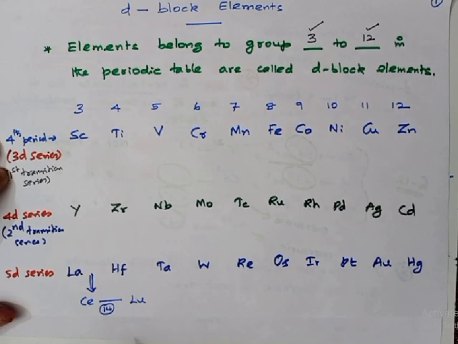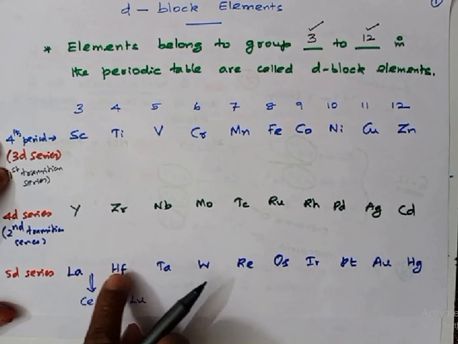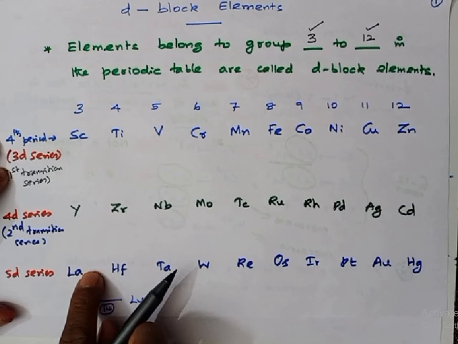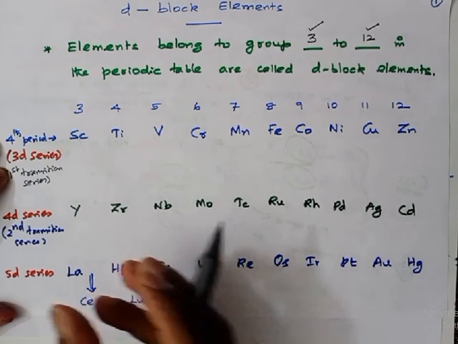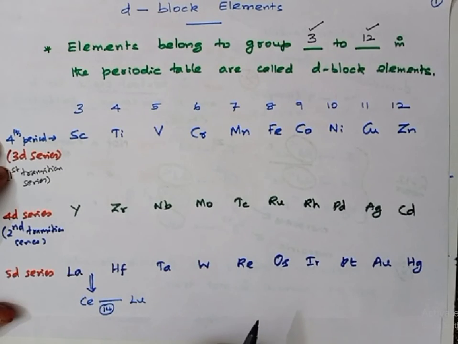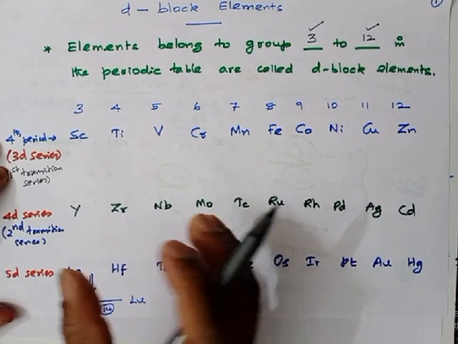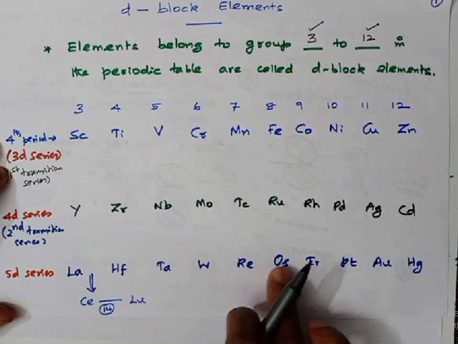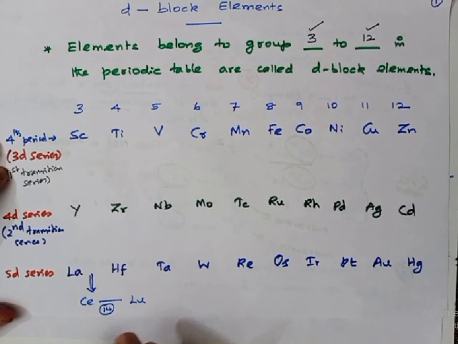Students, observe carefully. These 14 elements are supposed to come here between lanthanum and hafnium, but they have some peculiar, special properties. They show similar properties, which are not the usual properties of D block elements. So these elements are separated from the periodic table and kept at the bottom as F block. This is called the lanthanide series, cerium to lutetium.